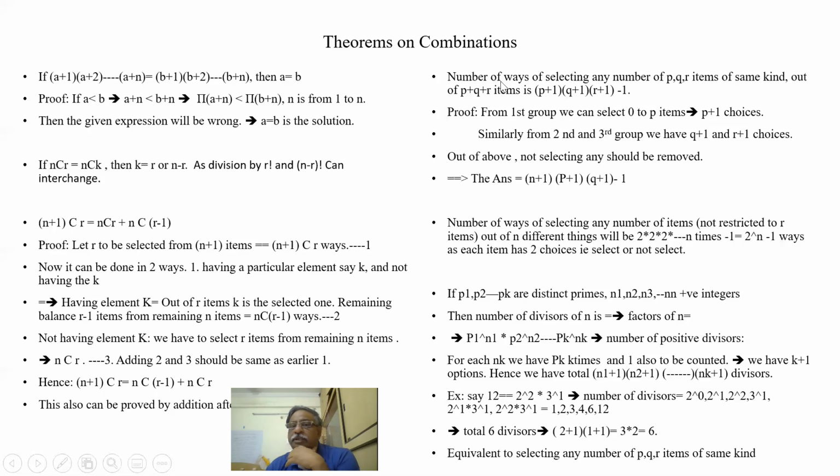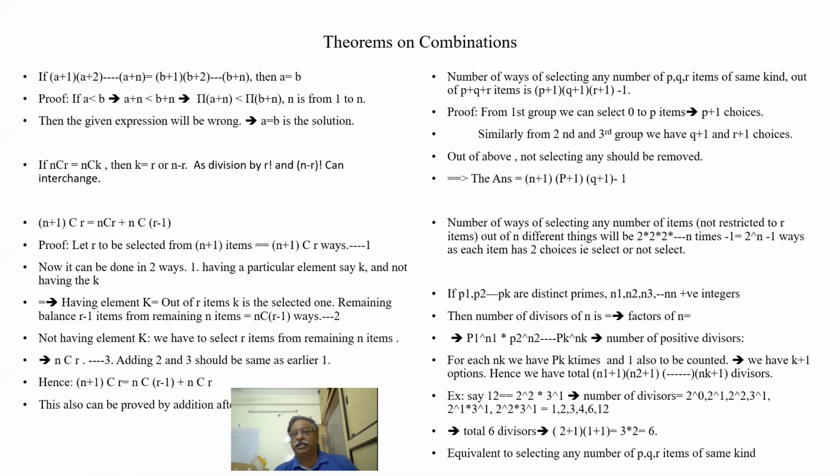The problem says you have to select any number, so the 0 option is not allowed. That means I have to reduce that option. So P plus 1 into Q plus 1 into R plus 1, minus 1. How did we get this? P of the same kind, Q of the same kind, R of the same kind. So I can select any number. That is the point here. Any number. He is not telling you a specific number R. Suppose you have to select R from P, Q, R. So P plus Q plus R, C, R. That is my simple formula.